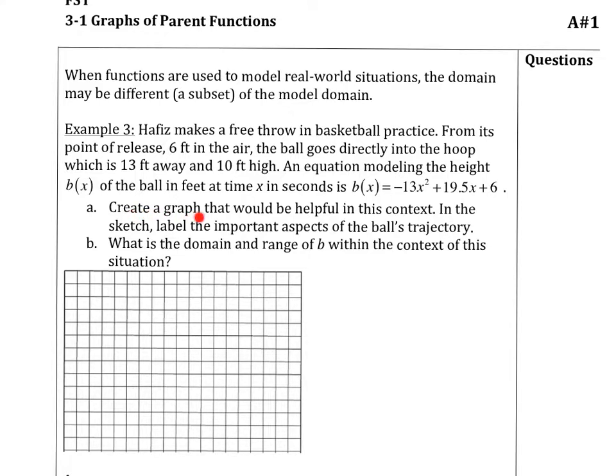So number one, we're going to create a graph that would be helpful in this context. In the sketch, we're going to label the important aspects of the ball's trajectory. So, of course, important parts are where the ball starts, how high the ball can get, and, of course, when the ball gets into the basket. After that, considering there is nothing beforehand, and afterwards, its trajectory is now changed because of the net, etc.